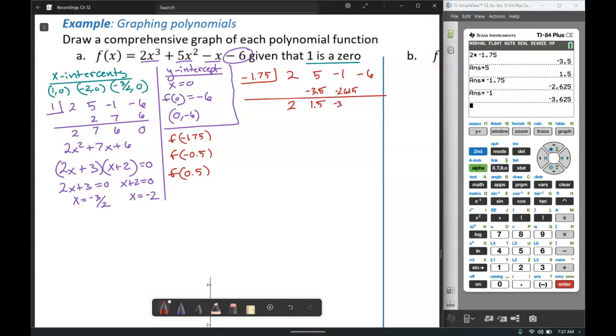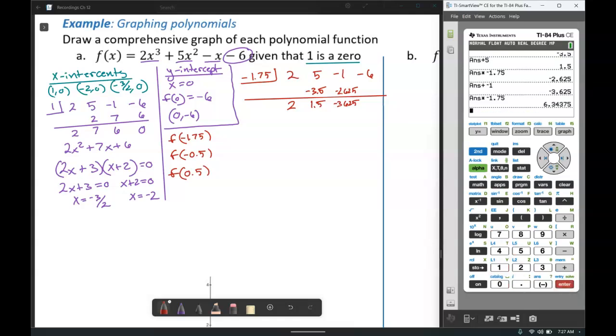We get -3.625. Multiply again by -1.75, doing that multiplication every time. And then we add it to -6, and then we get our remainder. So we have the 6.34 approximately, which gives us a remainder of 0.34, which is approximately 1/3.